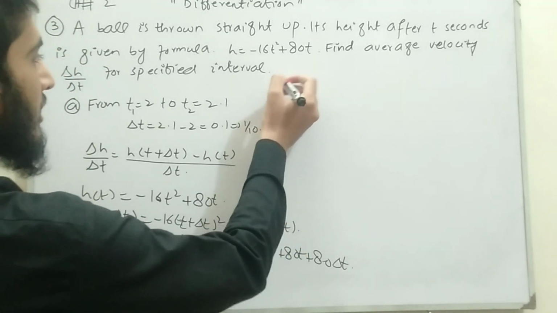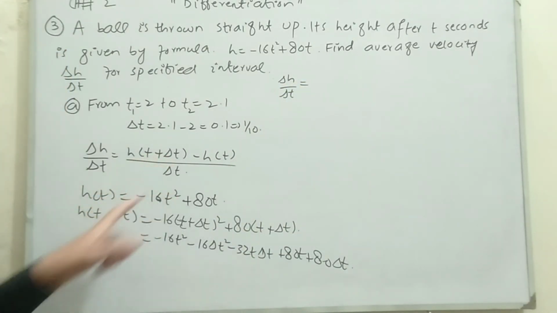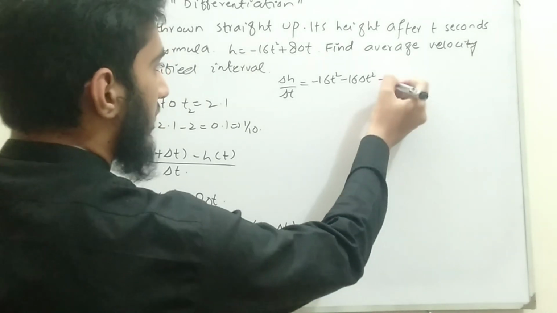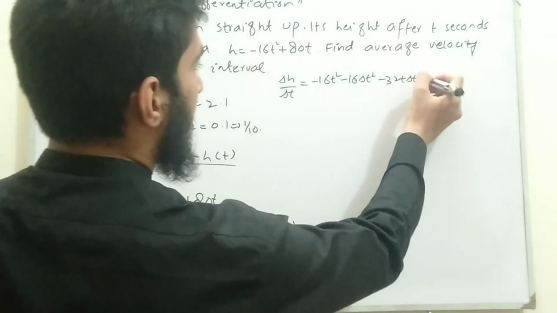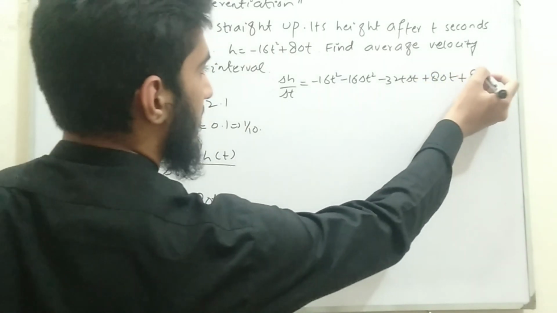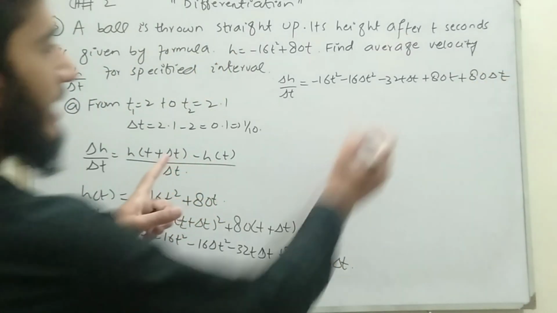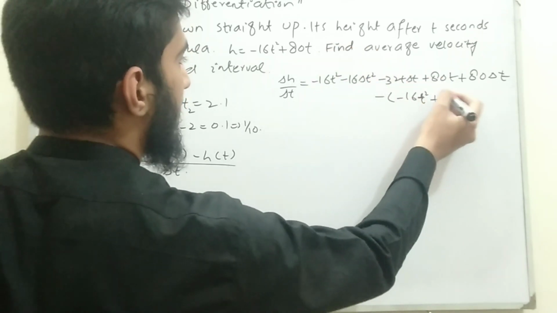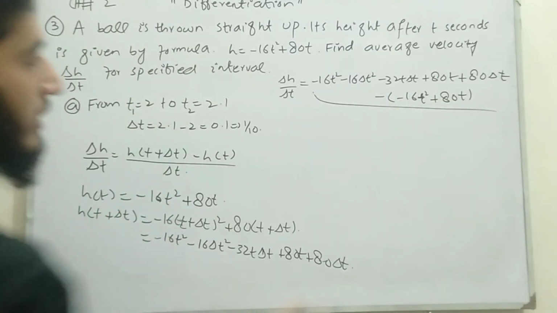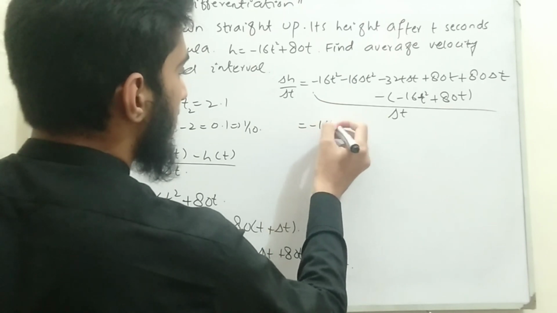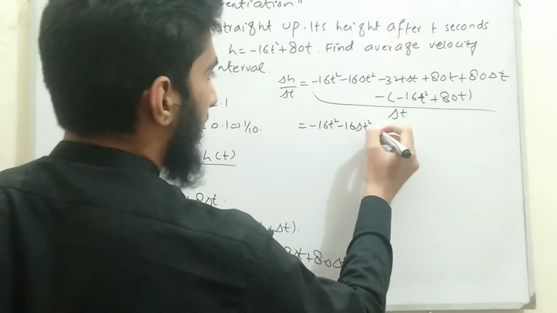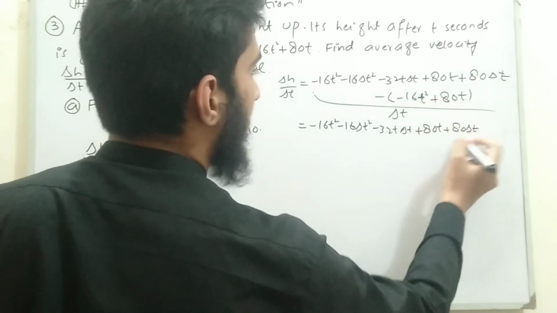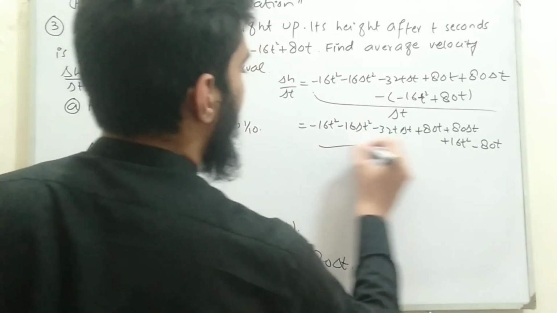Now using the values in the formula to get the required result. Del h by del t is equal to h of t plus del t, which is minus 16t square, minus 16 del t square, minus 32t del t, plus 80t, plus 80 del t. In the formula we have minus h of t, which is actually equal to the given function, minus 16t square plus 80t, whole divided by del t. So it becomes minus 16t square minus 16 del t square minus 32t del t plus 80t plus 80 del t plus 16t square and minus 80t, whole divided by del t.